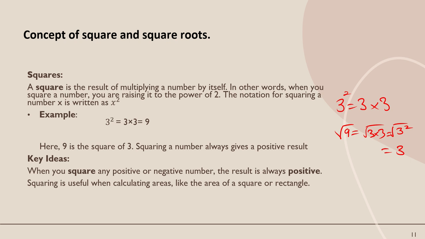Okay, so the key idea is this: when you square any positive or negative number, the result is always positive. For example, if you find the square of 2 and of minus 2, the square of a negative number is always positive, because minus 2 times minus 2, minus times minus is plus, gives 4. So the square of a negative as well as a positive number both have positive results.